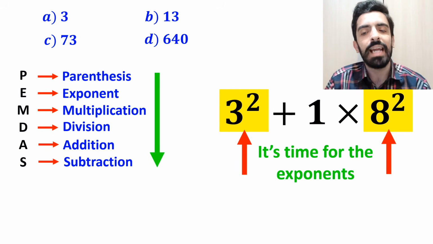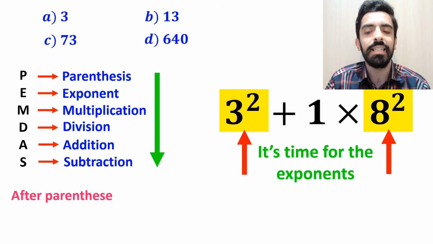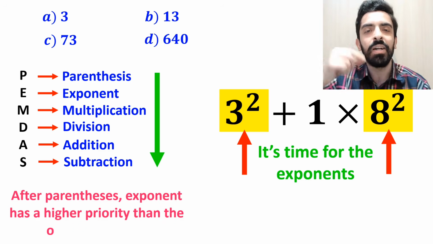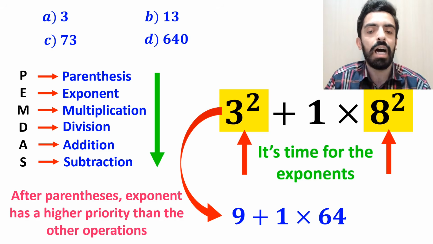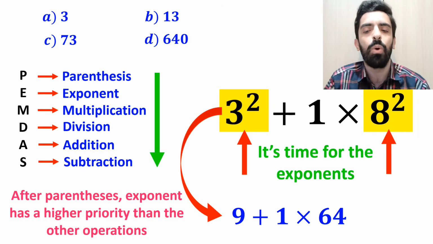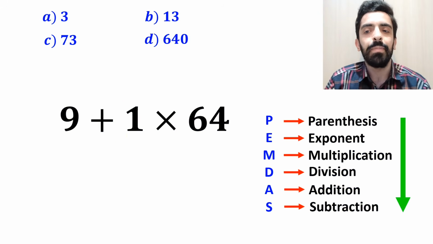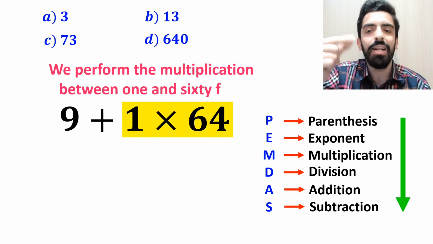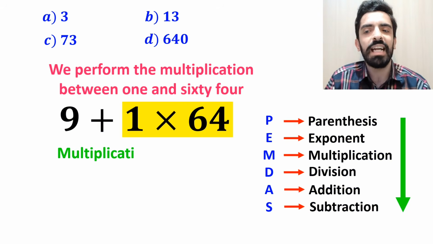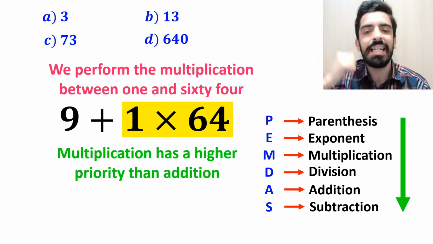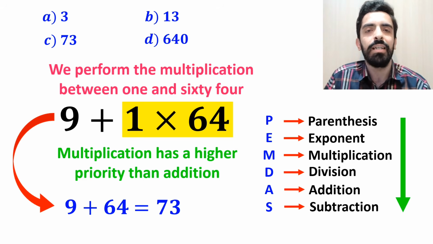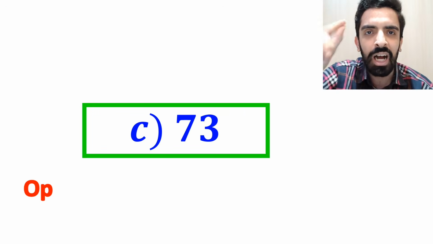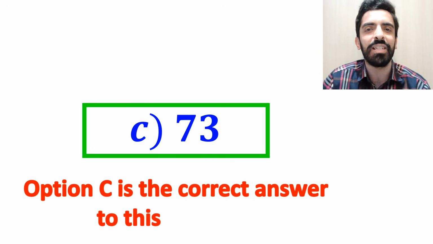Now, it's time for the exponents because after parentheses, exponent has a higher priority than the other operations. So, we rewrite this expression as 9 plus 1 multiplied by 64. In the final step, we perform the multiplication between 1 and 64 because multiplication has a higher priority than addition. And this expression becomes 9 plus 64, which finally gives us the answer 73. That's great. Option C is the correct answer to this question.